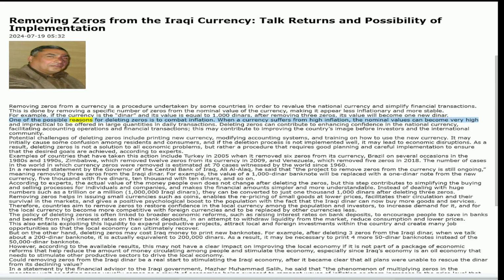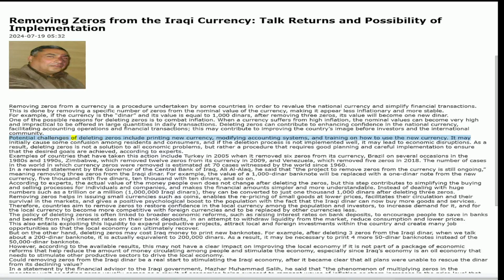One of the possible reasons for deleting zeros is to combat inflation. When a currency suffers from high inflation, the nominal values can become very high and impractical to be offered in large quantities in daily transactions. Deleting zeros can contribute to enhancing confidence in the national currency, facilitating accounting operations and financial transactions. This may contribute to improving the country's image before investors and the international community.